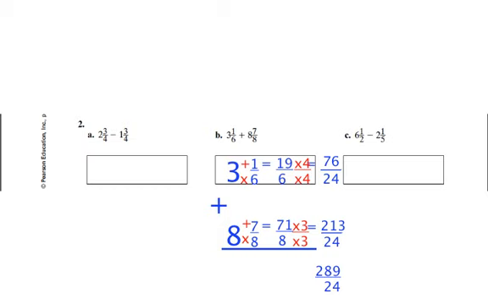289/24. Then we have to change it back into a mixed number. 24 goes into 289 12 times. 12 times 24 is 288. So that means we'll only have 1 left over. So we end up with a fraction of 1 over 24. So our final answer is 12 1/24.